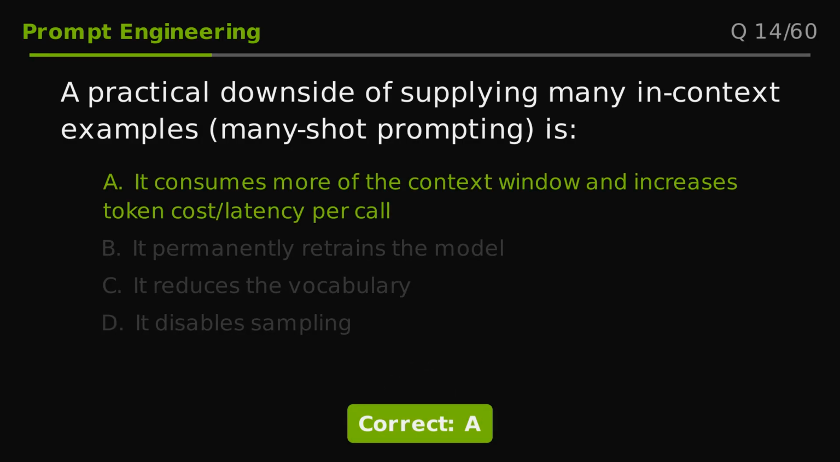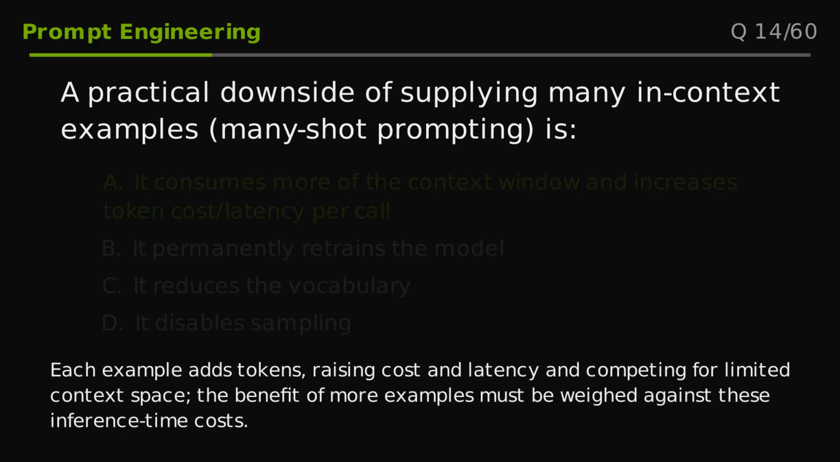The correct answer is A. Each example adds tokens, raising cost and latency and competing for limited context space. The benefit of more examples must be weighed against these inference-time costs.